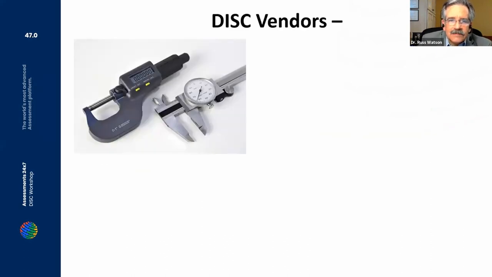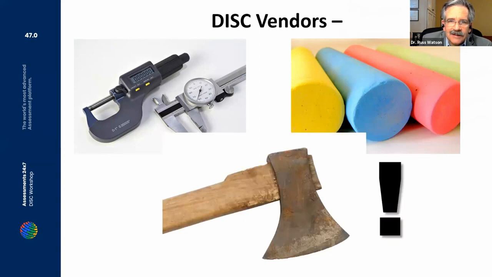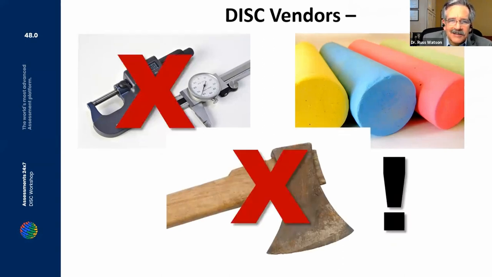Some DISC vendors measure with a micrometer, mark with chalk, and cut with an axe. That's preposterous. We don't need a micrometer. We don't need an axe. Chalk is okay. Chalk is good, colleagues. You can chalk on a whiteboard. You can make a little longer line, a little shorter line. You can erase it, make a bigger bubble, smaller bubble. Chalk is good. And here's why.